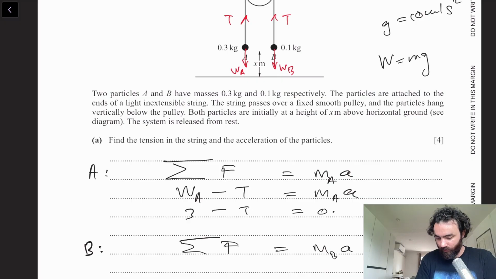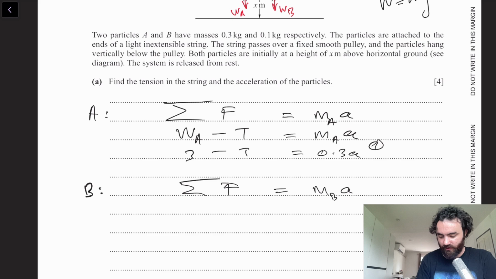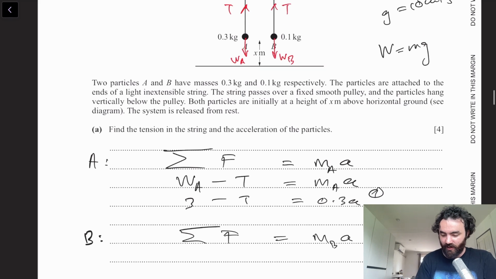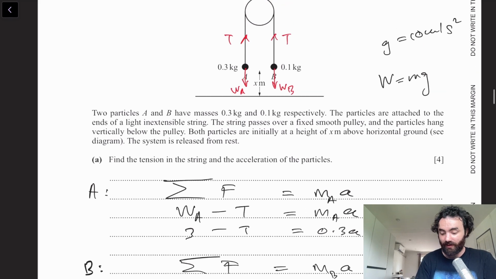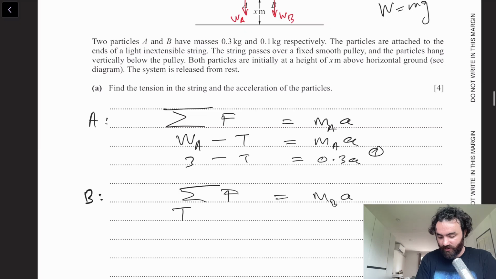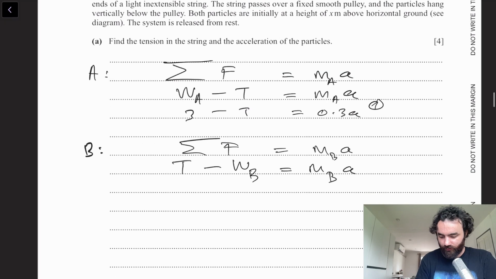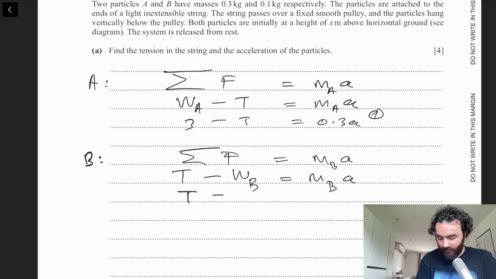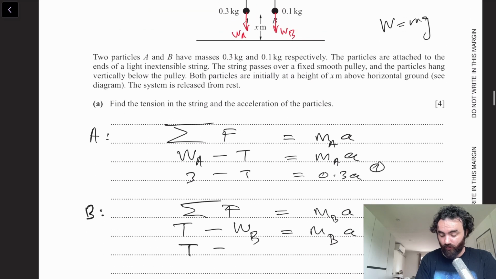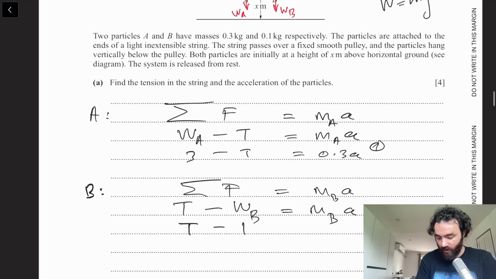So it'll be 3 minus T equals 0.3A. That's one equation. It's basically the same thing, you just switch the sign. And for this case, WB is going to be less than the tension. So you get the tension, positive, minus WB equals MBA. You get T minus WB, which is 0.1 times 10, which is 1, equals 0.1A.